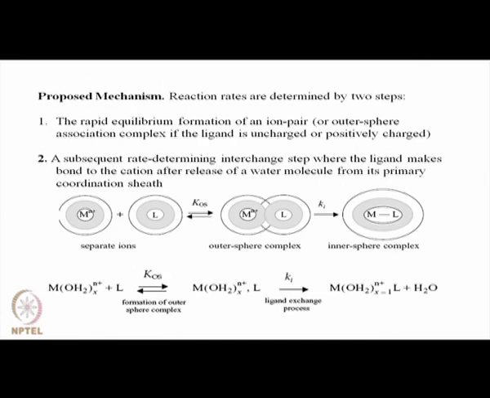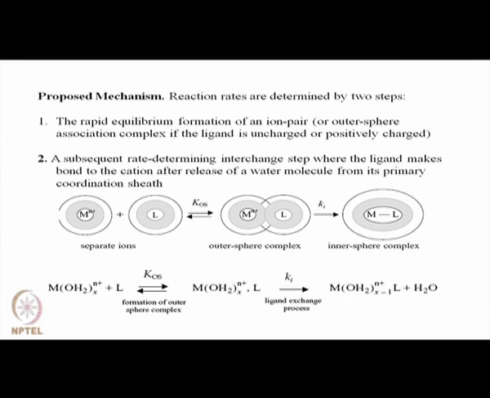So, in the proposed mechanism, reaction rates are determined by two steps: a rapid equilibrium formation of an ion pair or outer sphere association complex if the ligand is uncharged or positively charged, and a subsequent rate determining interchange step, where the ligand makes a bond to the cation after release of a water molecule from its primary coordination sheath.